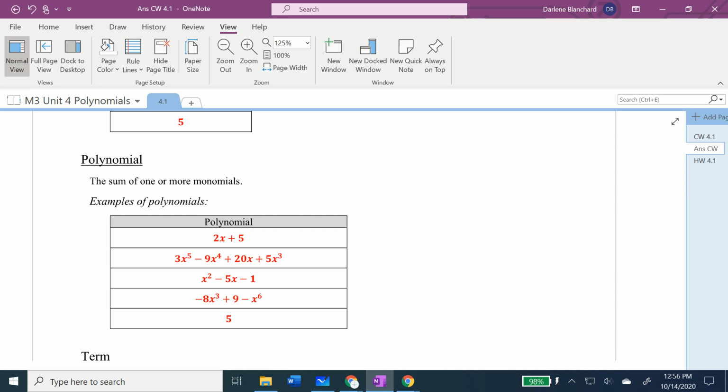So yes, 5 is a polynomial. Any number other than 0, but I'm not taking you there, is itself considered a polynomial. Now, I've got polynomial 2x plus 5 made up of 2 monomials. The next polynomial, 3x to the fifth minus 9x to the fourth plus 20x plus 5x cubed, 4 monomials put together. And then polynomial x squared minus 5x minus 1, 3 monomials. Negative 8x cubed plus 9 minus x to the 6th.